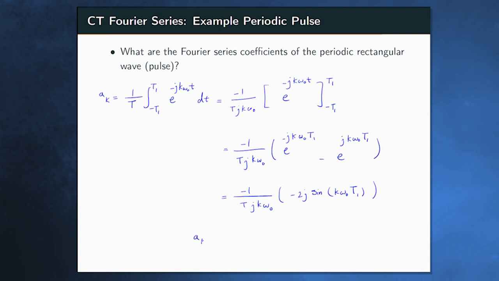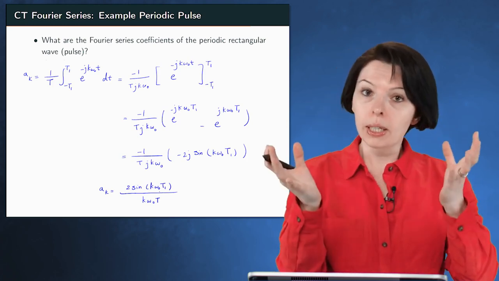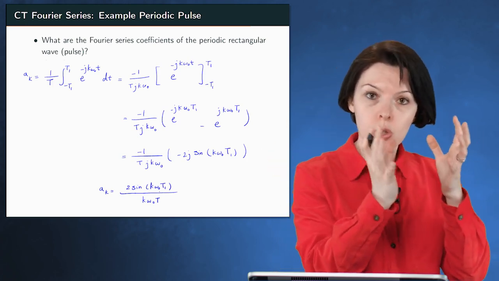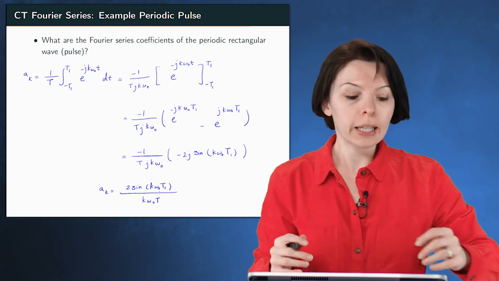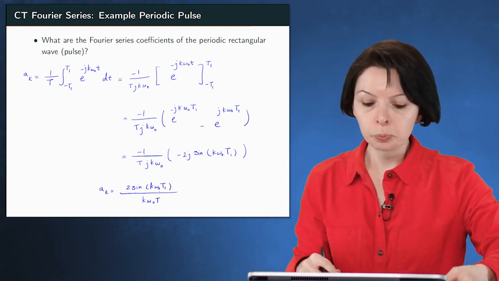So a_k coefficients are equal to 2 sine of k times omega naught multiplied by t1, divided by k times omega naught multiplied by T. The a_k coefficients are real for this signal, but generally speaking, Fourier series coefficients are complex. For this specific signal, a_k values are real.